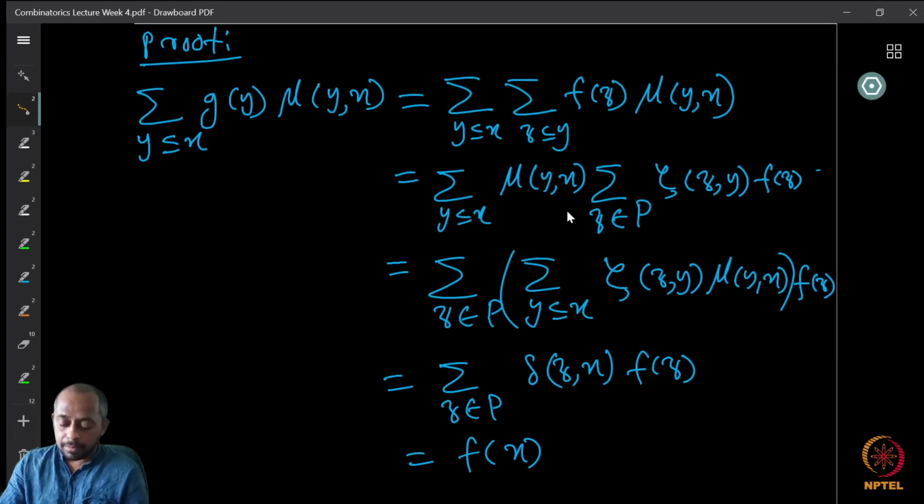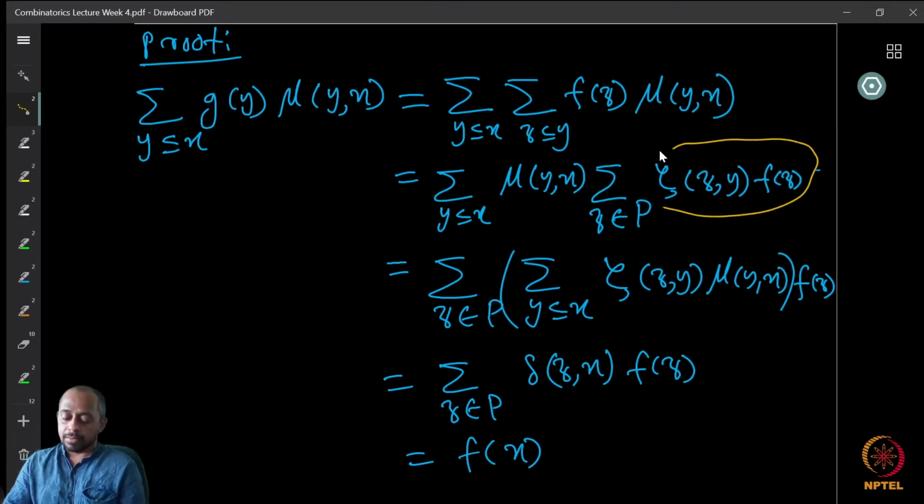Now, this is basically summation y less than or equal to x, mu of y comma x, summation over all z belonging to P, zeta of z y into f of z. So this is where the magic happens. We use the zeta function here because the zeta function, as we observed before, is one precisely when z is in the interval that we want. Otherwise, it is going to be 0. So therefore, I can just add zeta here to do this.